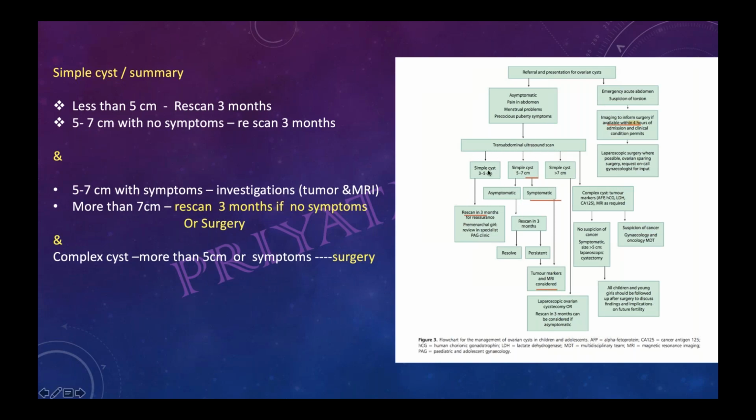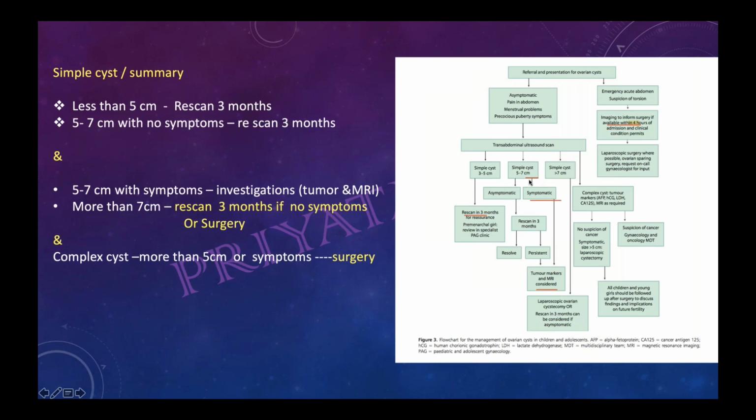On the transabdominal scan, if we see the cyst is a simple cyst less than 5 centimeter, then we'll do nothing. We'll ask them to come after 3 months. But if it is 5 to 7 centimeter and no symptoms are there, again we'll scan them after 3 months' time. The same is written here: if simple cyst less than 5 centimeter or 5 to 7 having no symptom, we'll call them after 3 months and do a scan again.